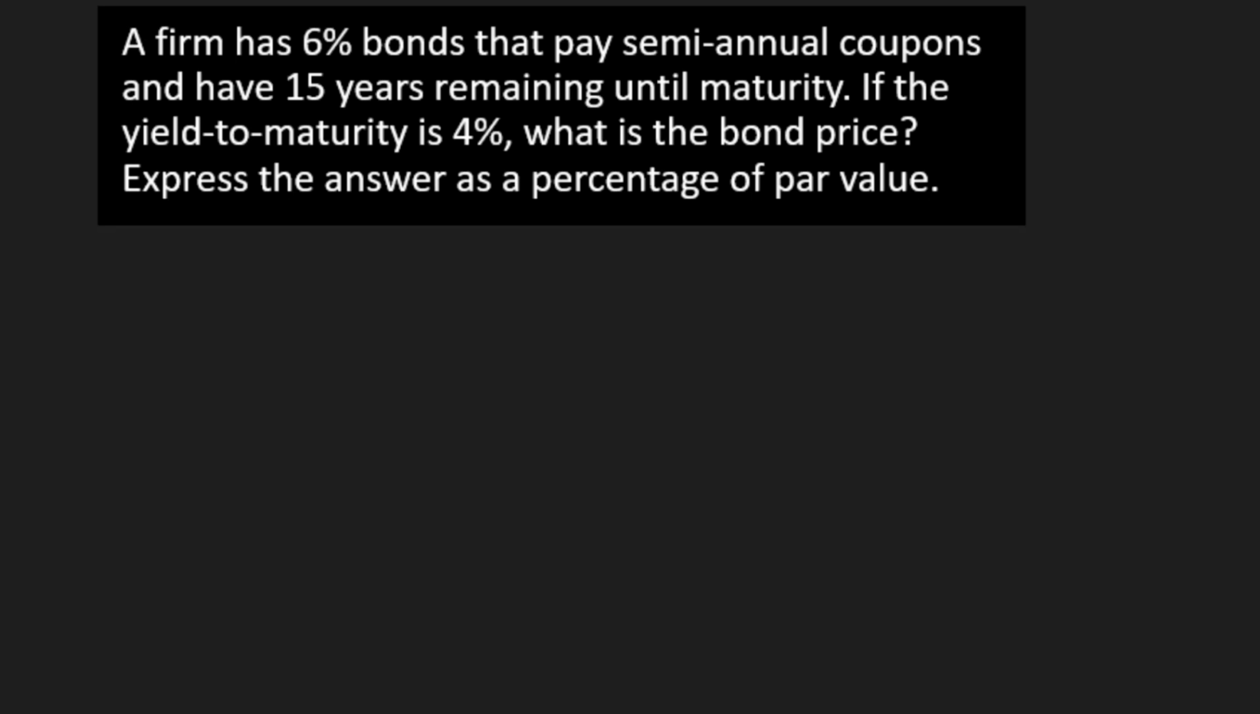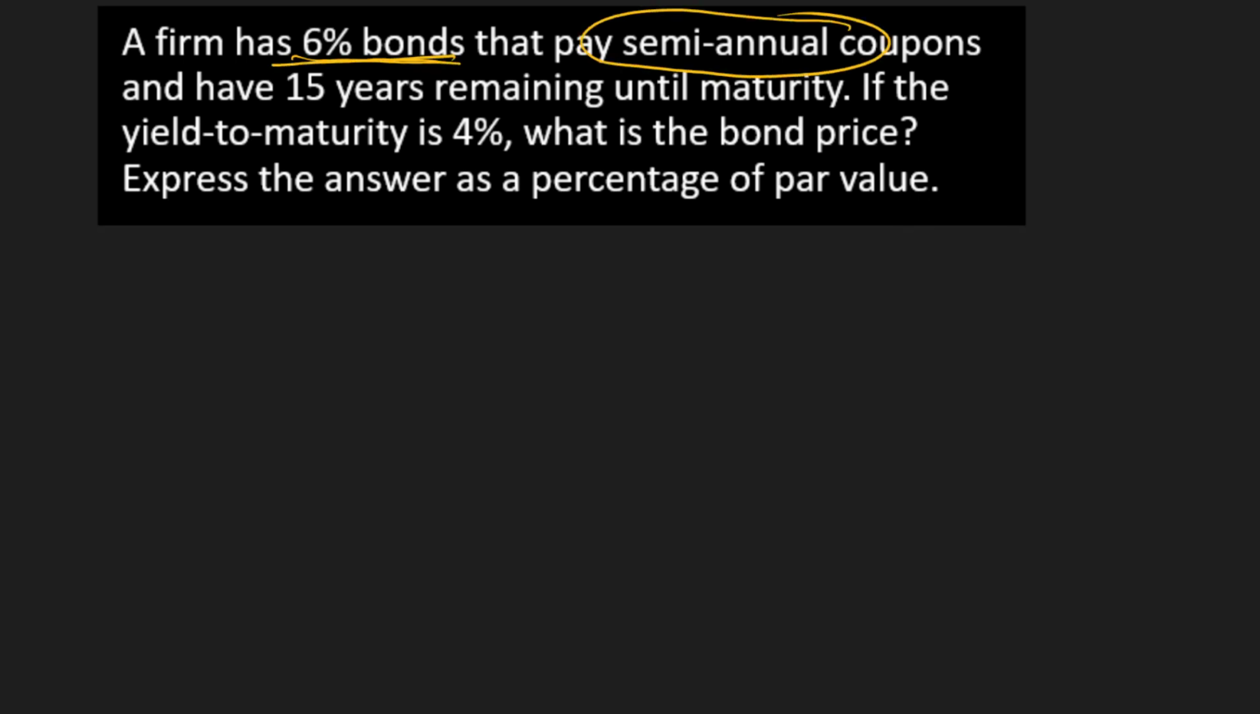Okay, let's do a simple calculation for the value of a bond. So here's the scenario, and this is just a very common setup for a problem. We have a regular coupon bond, and so we can see here that the coupon rate is 6%.